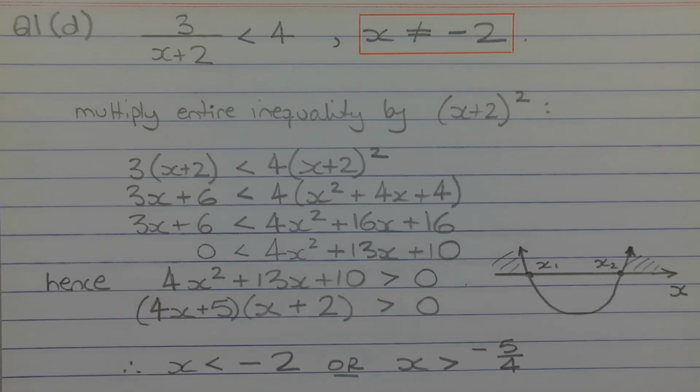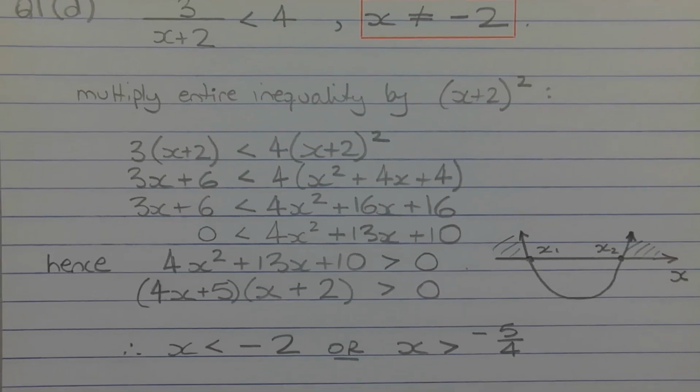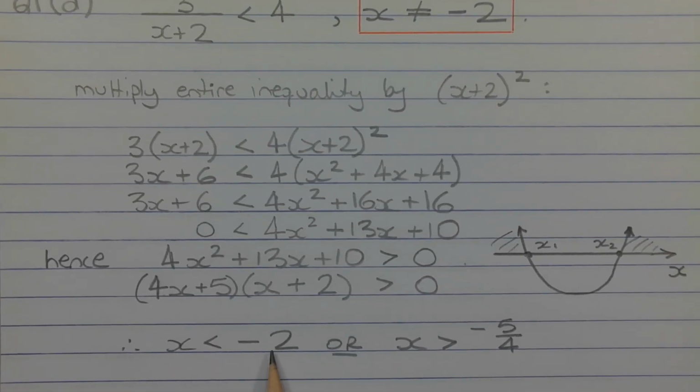Now, factorizing the left-hand side, we get (4x plus 5)(x plus 2). And that gives us x-intercepts of negative 2 and negative 5 over 4. Because the inequality is greater than, not greater than or equal to, we're not interested in the points where the parabola meets the x-axis. We only want the intervals of x, or the values of x, where the parabola is above the x-axis. So this region here and this region there. Therefore, x is less than negative 2 or x is greater than negative 5 over 4.